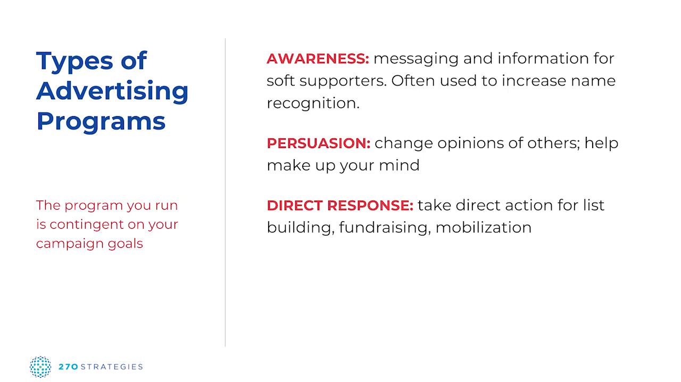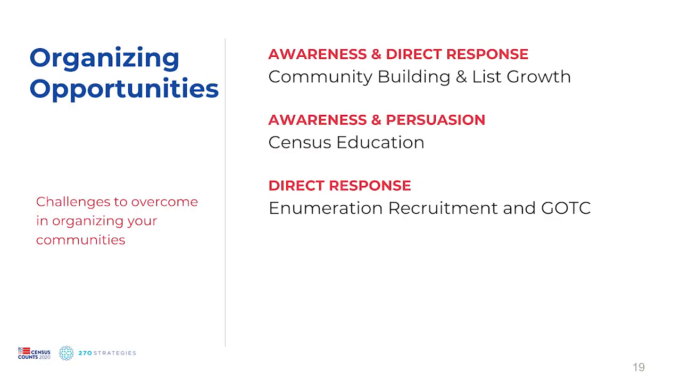Then there's direct response campaigns. These ask viewers to take a direct action for list building, fundraising, or mobilization. These should be deployed when asking people to apply to be an enumerator, a volunteer, host an event, or even just fill out the census form directly. Awareness and direct response ads are going to be best used for community building and list growth. Awareness and persuasion programs should be deployed when educating your community about the census. And direct response programs will be best for enumeration recruitment and getting out the count.